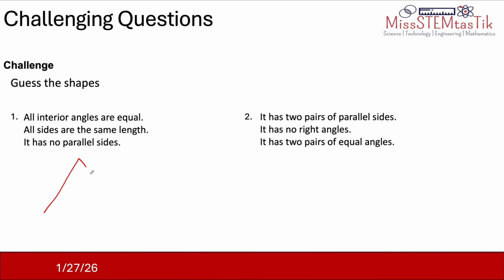All interior angles are equal, all sides are the same length, it has no parallel lines. That must be a triangle, an equilateral triangle.